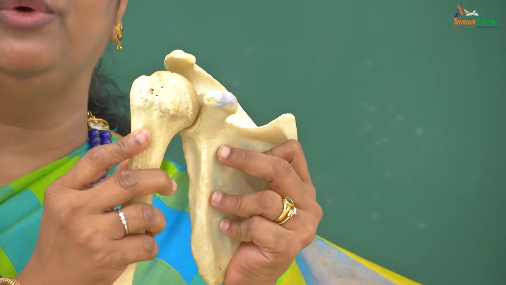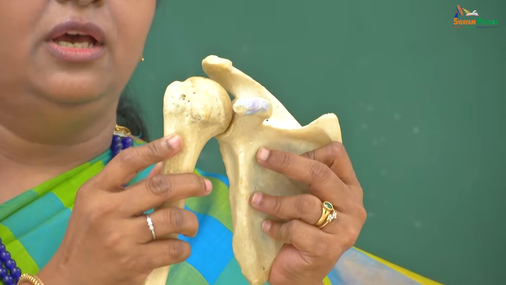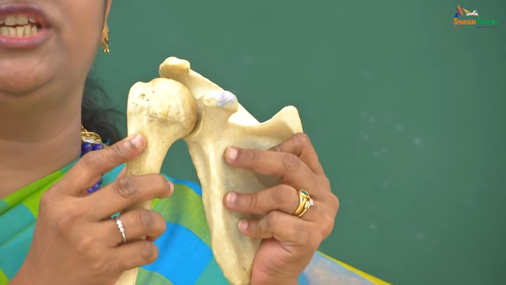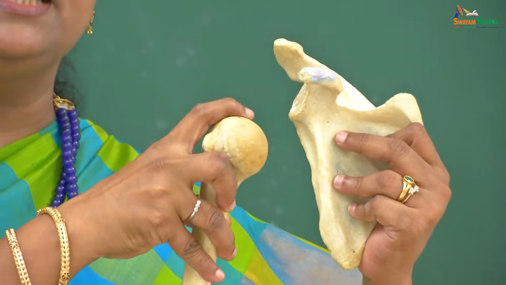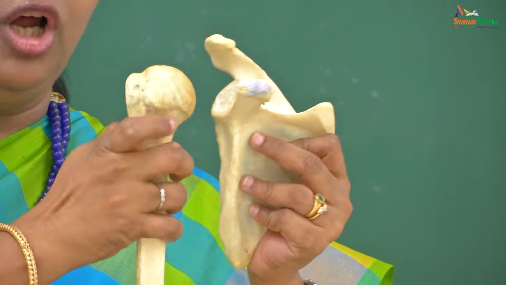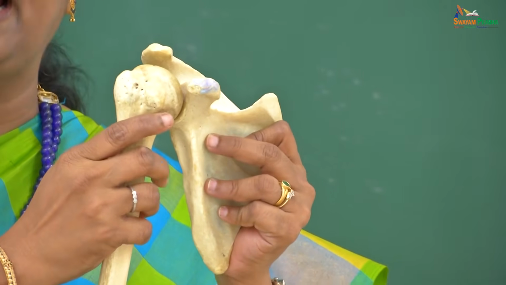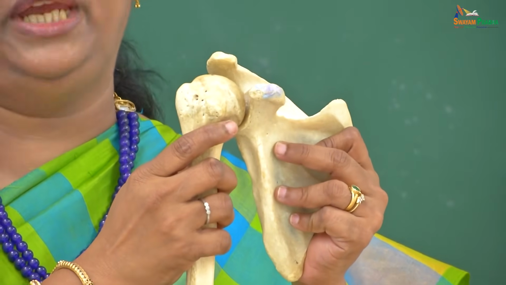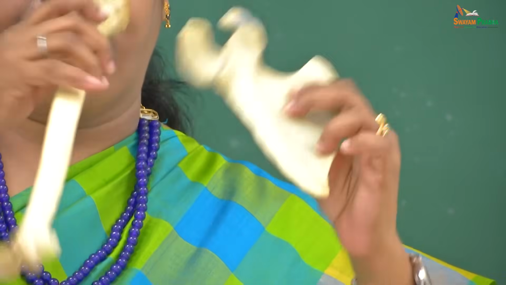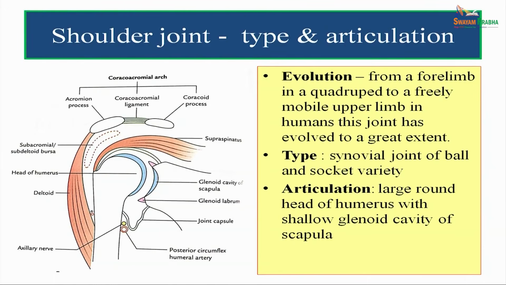For that, congruency is an important factor. These two articulating surfaces are not really fully congruent with each other. One is highly convex and the other one is shallow, it is not deep. So always bear in mind that this joint has a risk of getting dislocated easily. So this is the articulation of the shoulder joint. Now let's move on further.